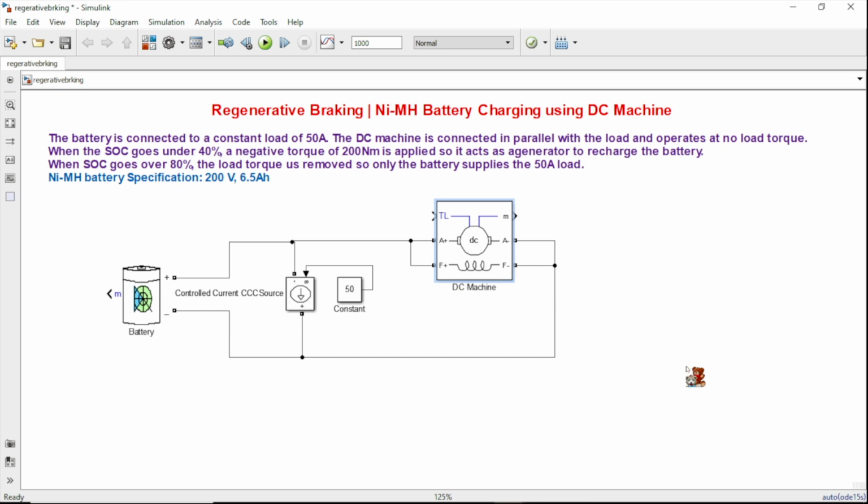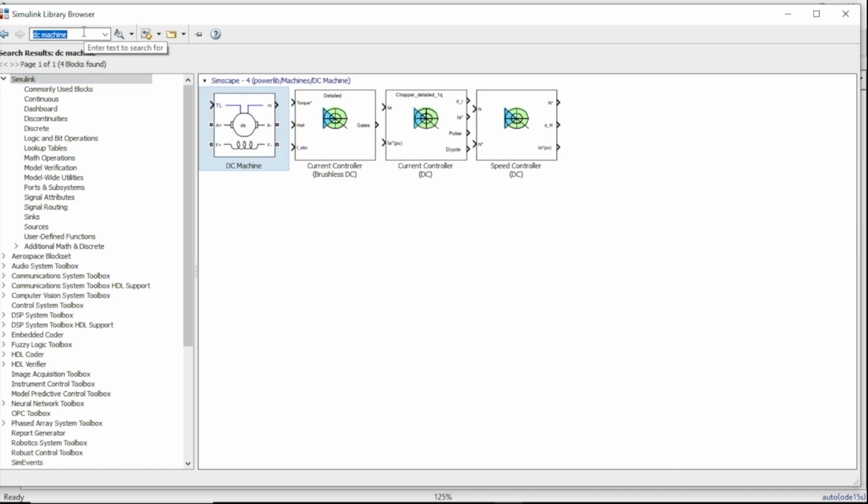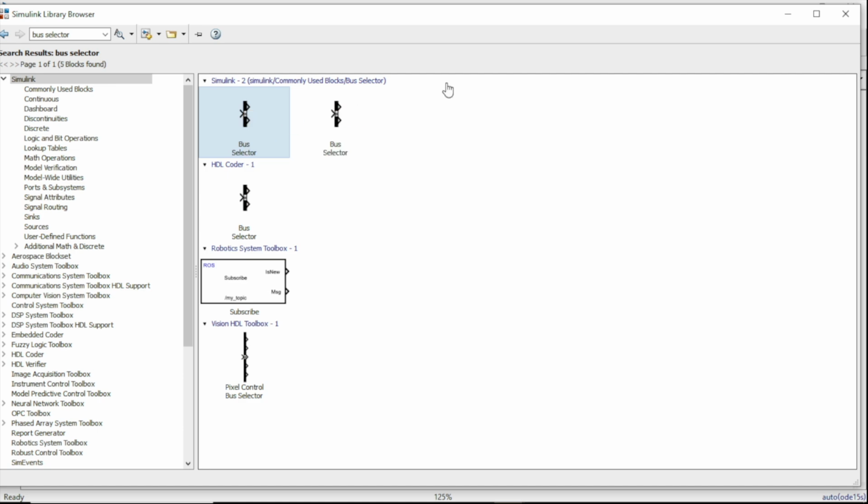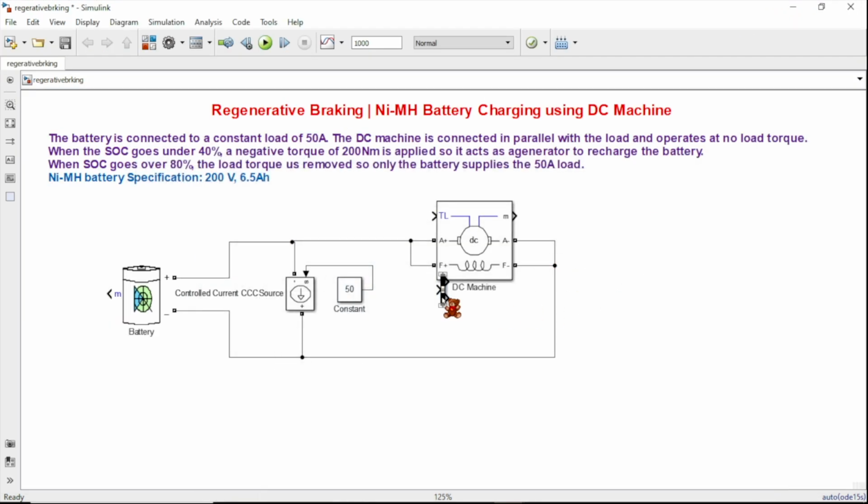Now the model is almost completed. Now I have to take the battery SOC. For that, you have to take the bus selector. You already know how to take it, so just click on add. This is the bus selector.